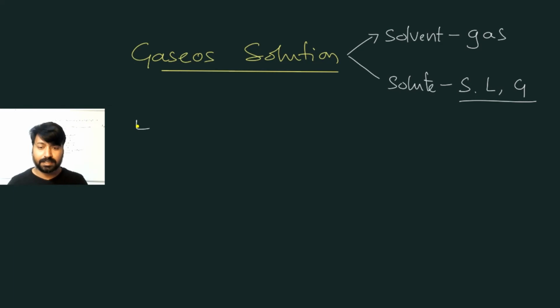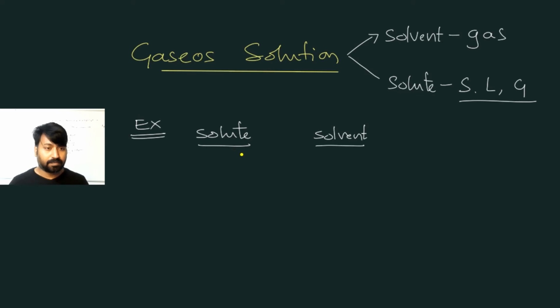Okay, we'll take some examples here. So this side I will write solute, and here is solvent. What I will do is take the solute here as a solid. Solid is dissolved in a gas. Is there any example here? I think you see the camphor.